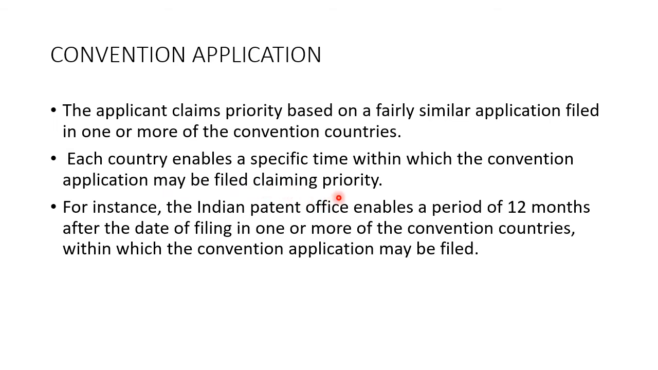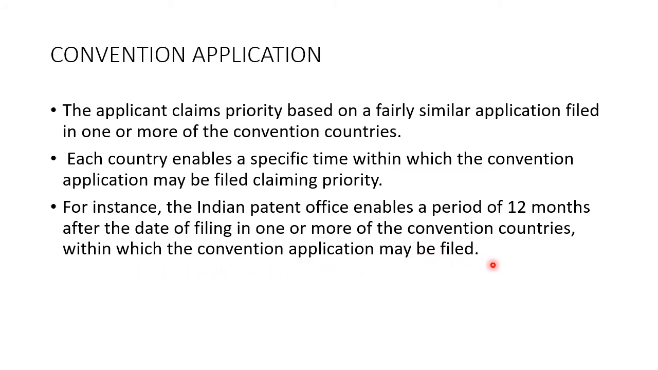It means that already we have filed an application for patent, and then we are again filing a particular application for the priority. So each country has a specific time for this convention application. For instance, in India, the Indian Patent Office enables a period of 12 months after the date of filing in one or more of the convention countries within which the convention application may be filed.